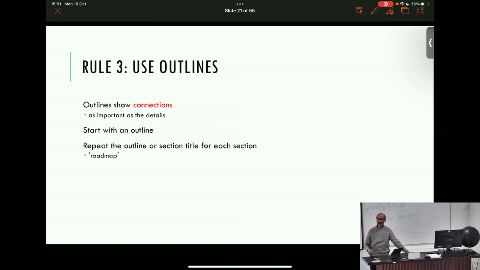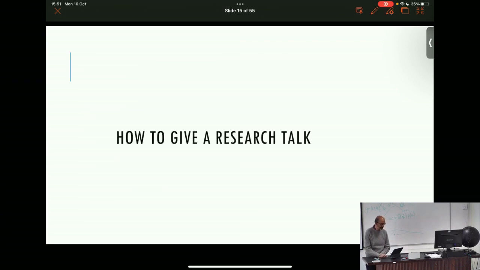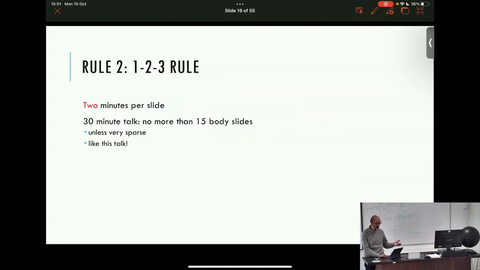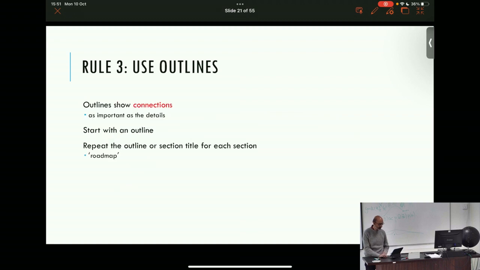So use outlines. Like I showed you, I'm going to say, first I'm going to talk about this, then I'm going to talk about this. Outlines show connections about what's happening. It's as important as the details. And then we repeat it. So I showed over here, like in the beginning I said, I'm going to show all the stuff. And then I say, here, how to give a research talk. And so first I'm going to tell you preparation, then presentation. I use red to say it's preparation. So you know it's all about preparation. It's not about presentation. So that's part of what I'm using over here. Use outlines.